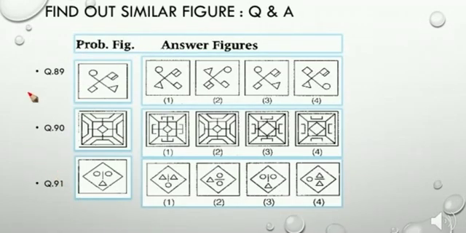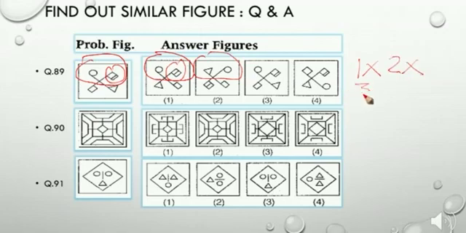Let's go to question number 89. There is a problem figure given and there are 4 options given. We need to find which of the options is exactly similar to the given problem figure. Let's check for this portion. In option 1, this portion is not the same because the circle is the same, but here this portion is not the same. So option 1 is rejected. Let's check for option 2. In option 2, we have to see this area. Here it should be a circle, here it is a triangle. So option 2 is also rejected.